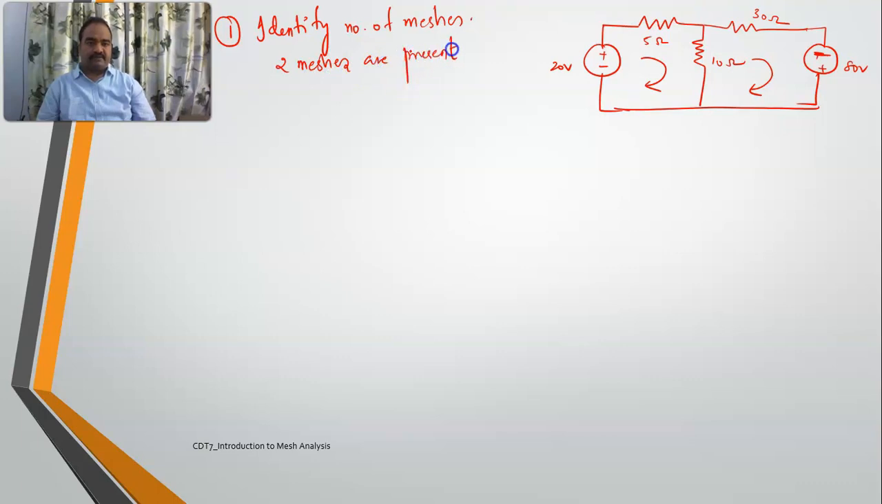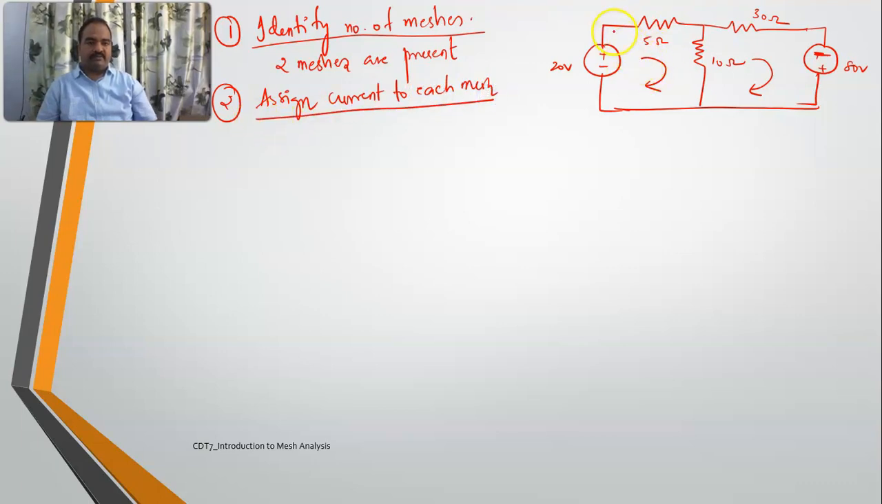In the given circuit, number 2, second step. What is the second step? Second step is assign current to each mesh. So what I will do, I'll take from the top left, it is I1, and here it is I2. 2 meshes are there, I1 and I2. Right. Step number 3, identify current flowing in each element.